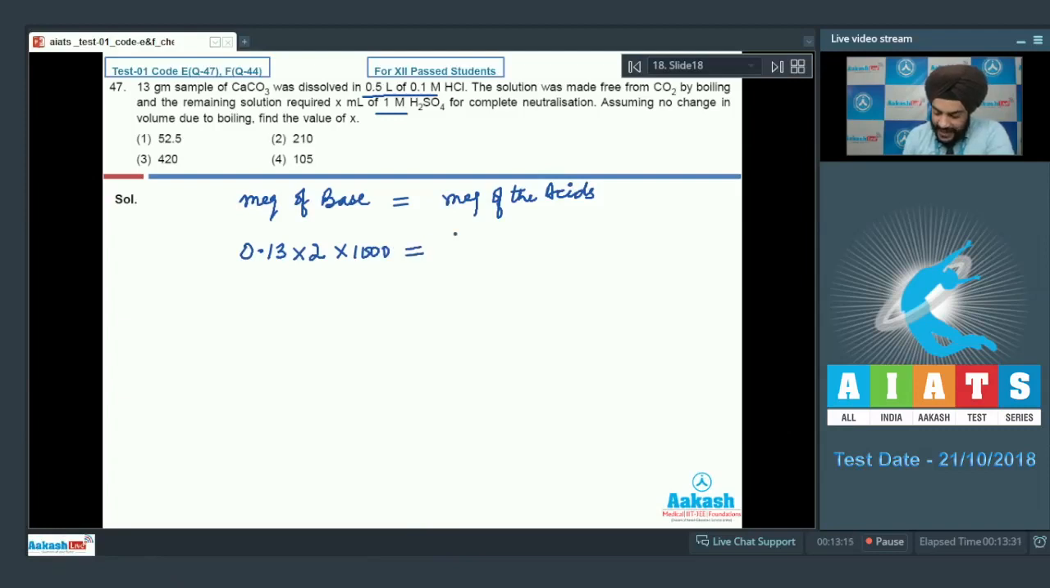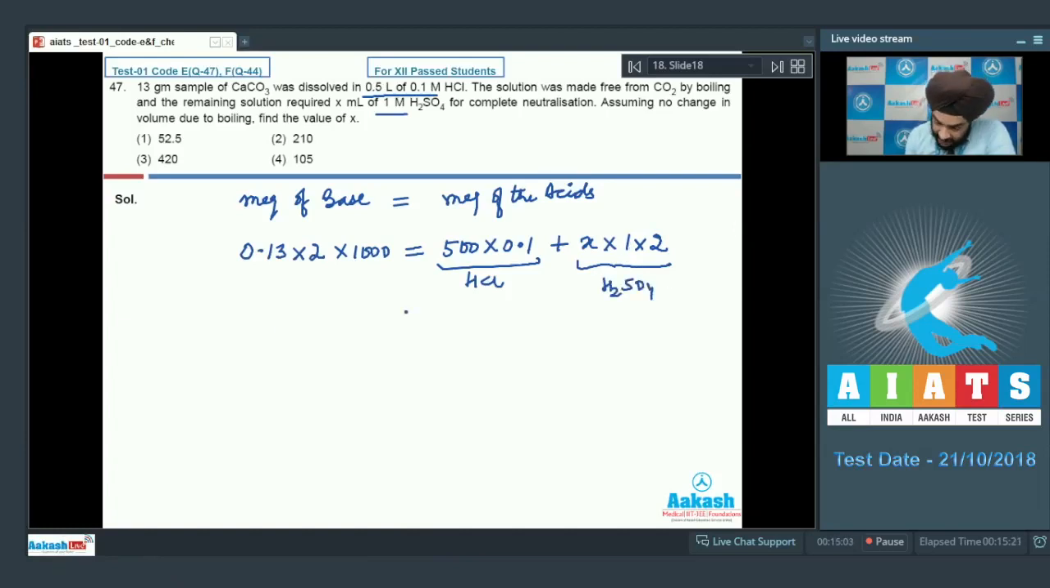Now let us look at the MEQs of the acid present. So we have half liter of 0.1 molar HCl. So we have 500 ml into 0.1. This will give us the value of MEQ of HCl. And if we look at the MEQs of H2SO4, it will be X into 1 molar into the N factor, which is equal to 2. So this value is the MEQs of H2SO4.